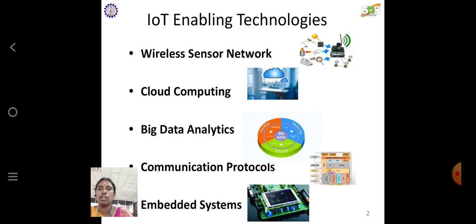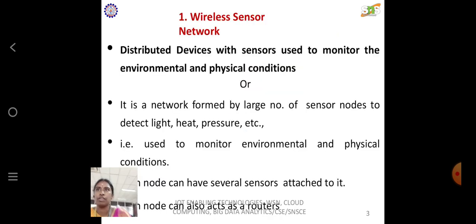Today we are going to see about IoT enabling technologies from the subject of Internet of Things. Some of the IoT technologies are wireless sensor network, cloud computing, big data analytics, communication protocol and embedded system. In this video we are going to see about two enabling technologies. First one is wireless sensor network, also called WSN.